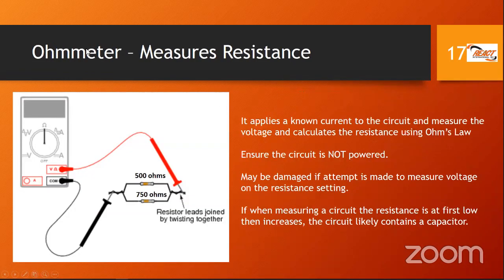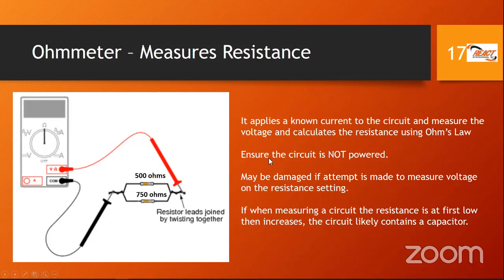An ohmmeter measures resistance. And how it works, if you remember Ohm's law when we did it, I think first or second class, it applies a known current to a circuit, it measures the voltage, and therefore, because it knows the voltage and the current, it calculates the resistance by using Ohm's law. So that's how an ohmmeter works.